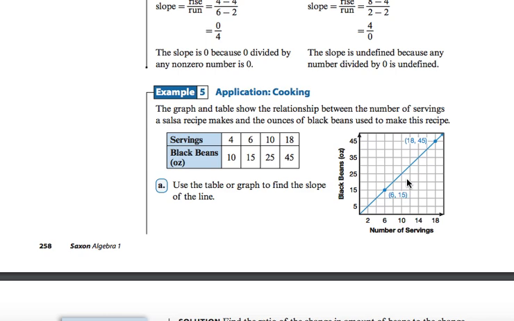Our application. Example 5. The graph and table show the relationship between the number of servings a salsa recipe makes and the ounces of black beans used to make this recipe. So there's two factors that we're going to be calculating here, and we're finding the rate of change between those. Here you've got servings and black beans. Use a table or graph to find the slope of the line. In both of these, you're going to use the same technique. Pick 2 points, so those points are already plotted for you, or pick 2 points on the table. Here you've got 18 and 45, 6 and 15.